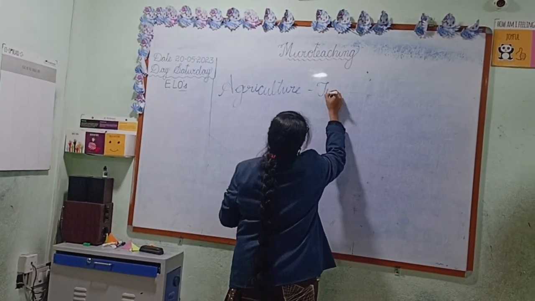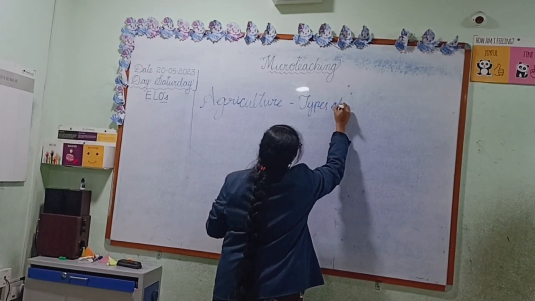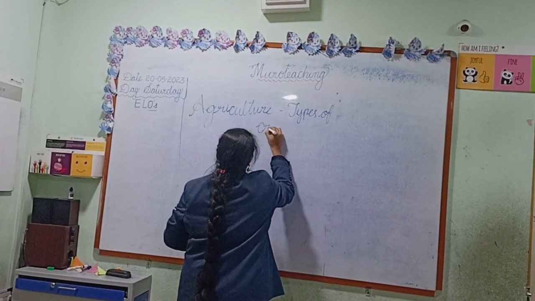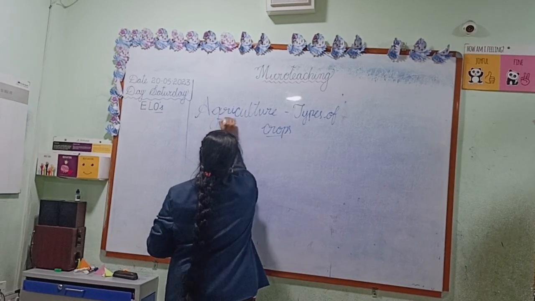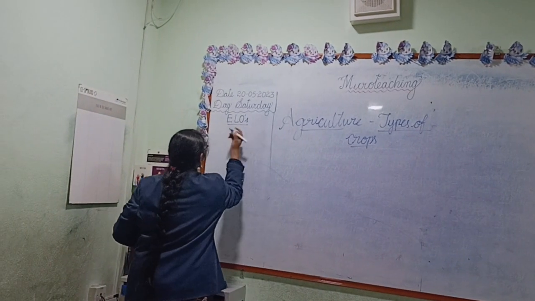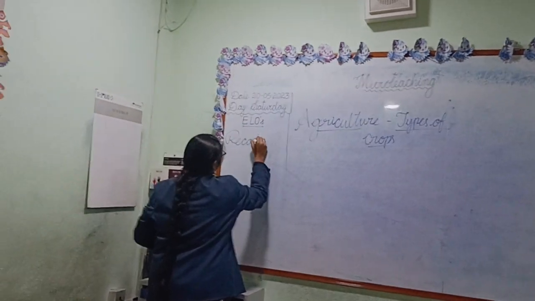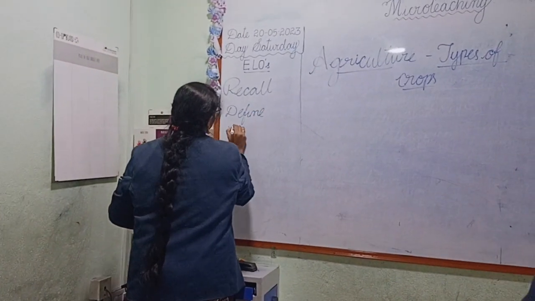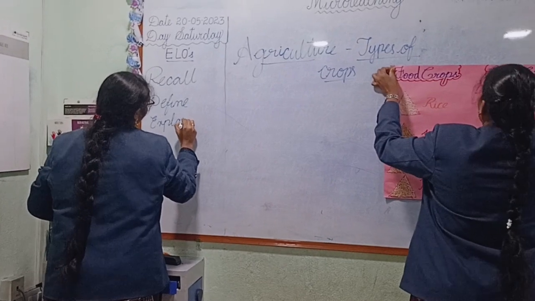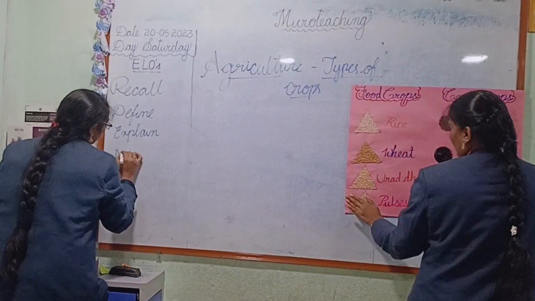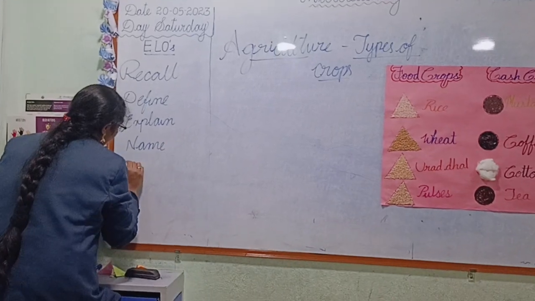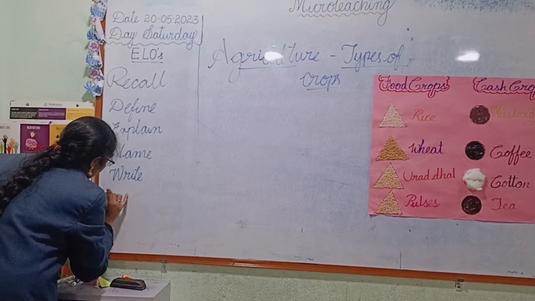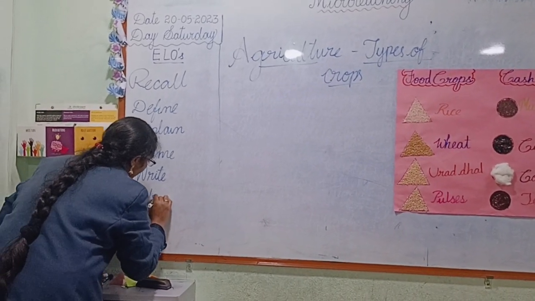Today we are going to learn about agriculture and types of crops. The objectives that you are going to achieve from this topic are recall, define, explain, name, write, and contrast.